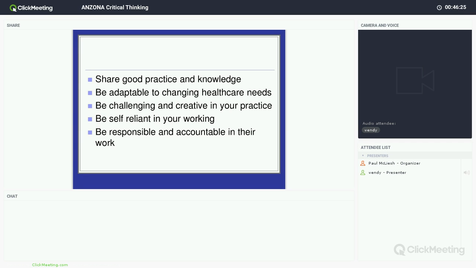Also, share your good practice and your knowledge. Be adaptable to changing healthcare needs. Be challenging and creative in your practice. Be self-reliant in your working, and be responsible and accountable within your work. If we have an orthopaedic nursing population like that, we're just going to have such excellence within our orthopaedic nursing.